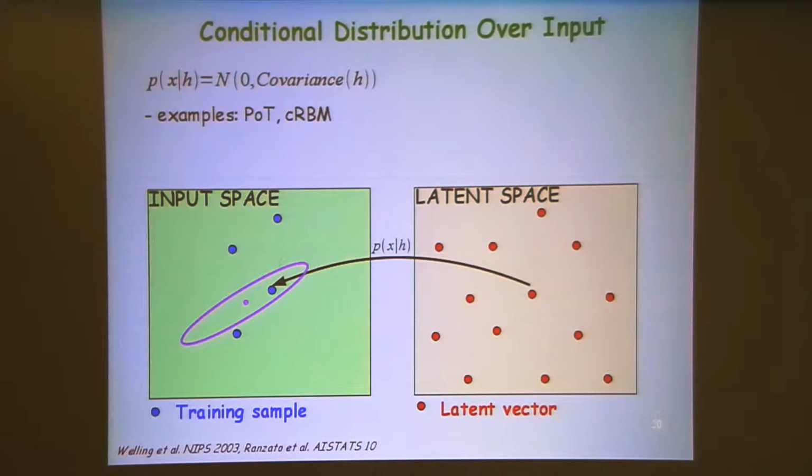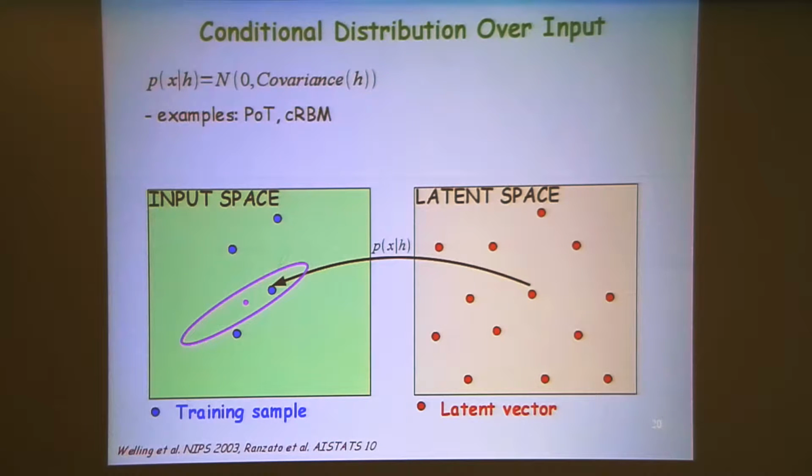There are other methods that try to cope with this limitation, and one of them is called product of Student t. Russ mentioned the product of experts model before, and this is a product of experts where the experts are Student t distributions. In this class of models, the conditional distribution is now a Gaussian that has zero mean and a covariance that depends on the latent variables.